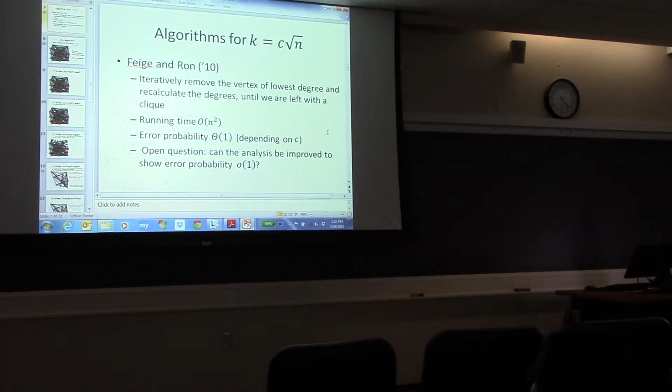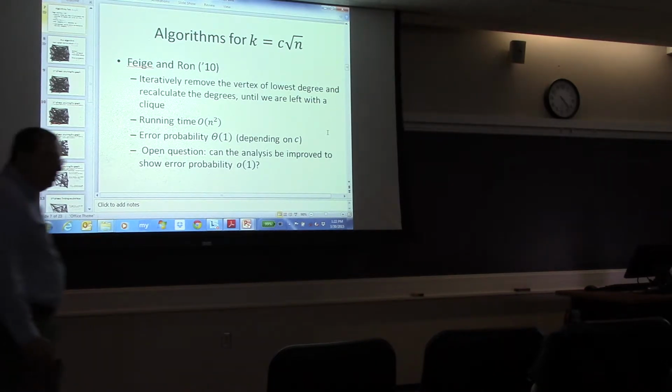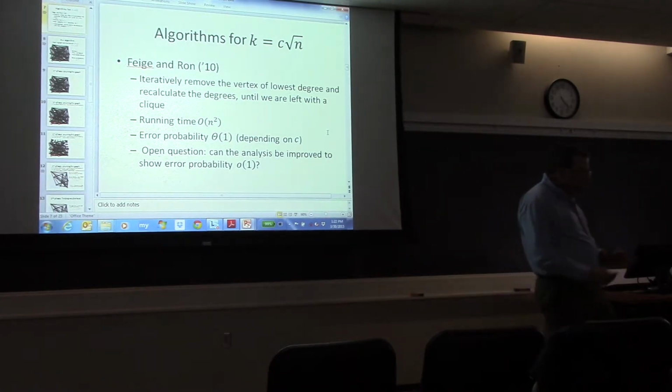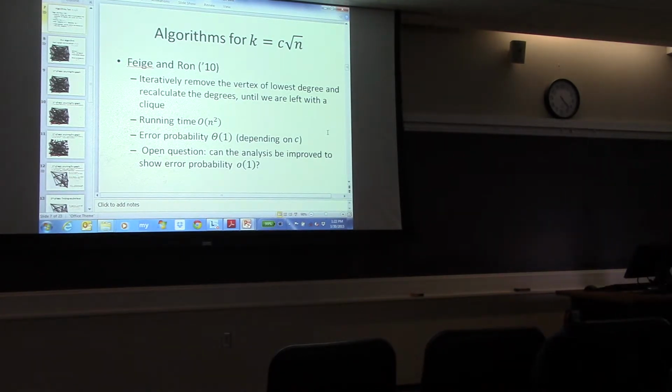And the vertices you're left with in the end should be the clique. Experimentally, this works well when the clique has size root n, but they could only prove it works with some constant probability. Now note that their algorithm is not randomized. Their algorithm is completely deterministic. So what constant probability means is, half the cases they will fail, or at least they cannot guarantee success.